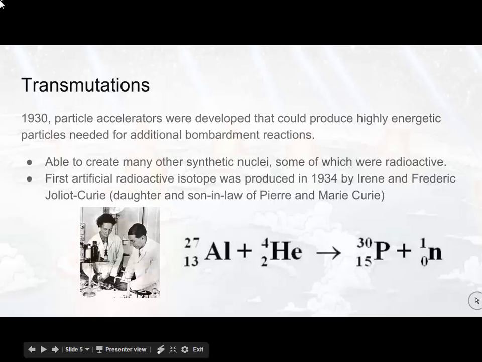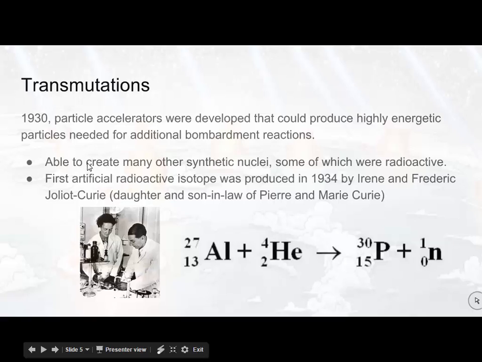And so transmutations were kind of limited in Rutherford's time, but in 1930 we were able to produce high enough energy particles to actually bombard more elements to create new ones. In 1930, particle accelerators were developed, and so we could produce those high energy particles to shoot them at other elements. And we were able to create many, many other synthetic elements, some of which were radioactive.